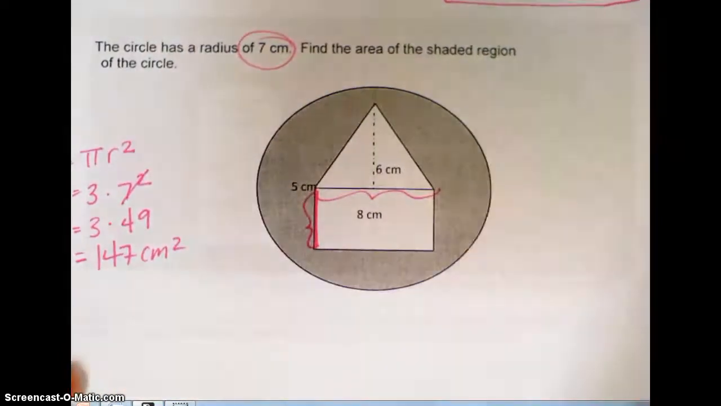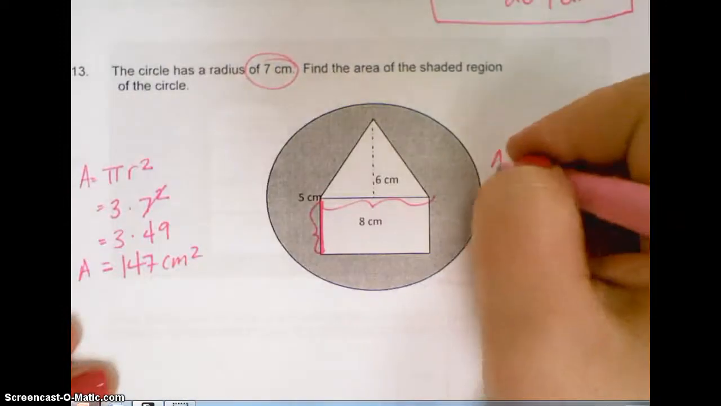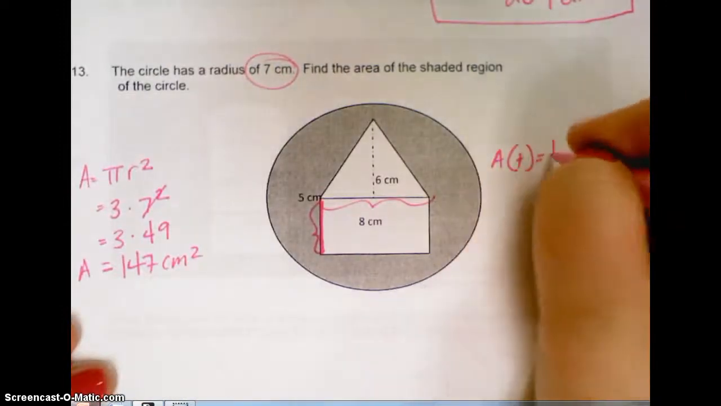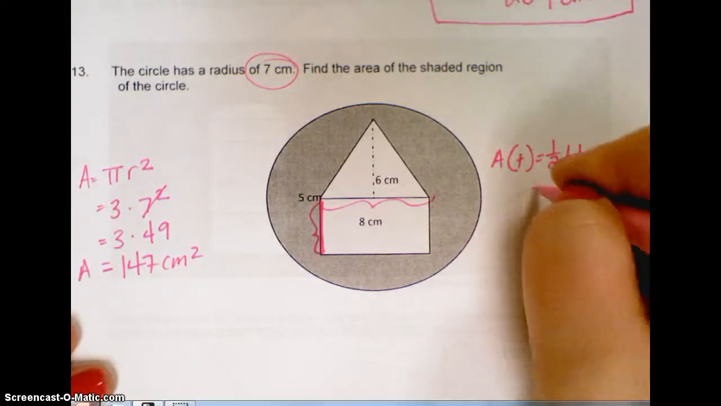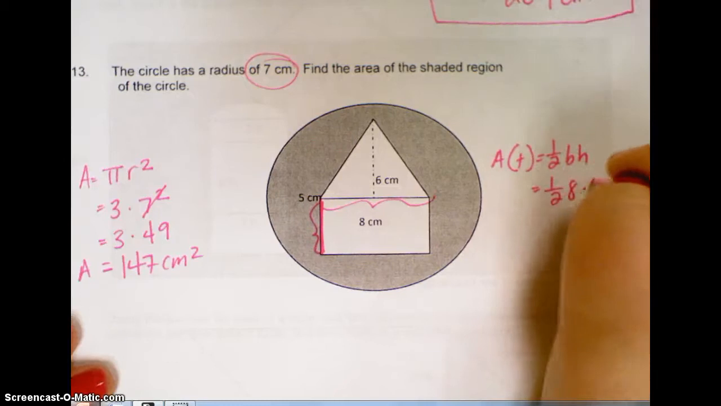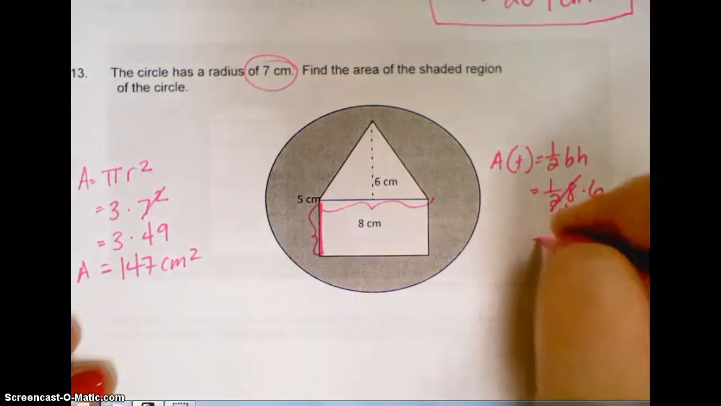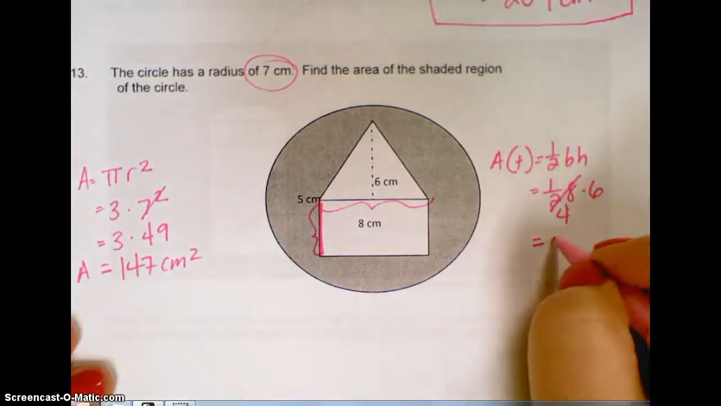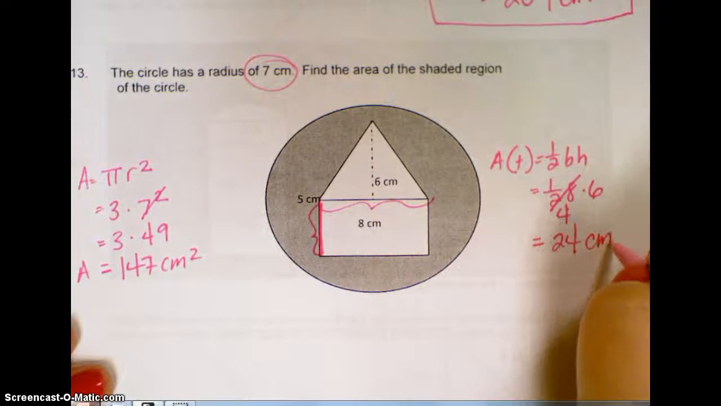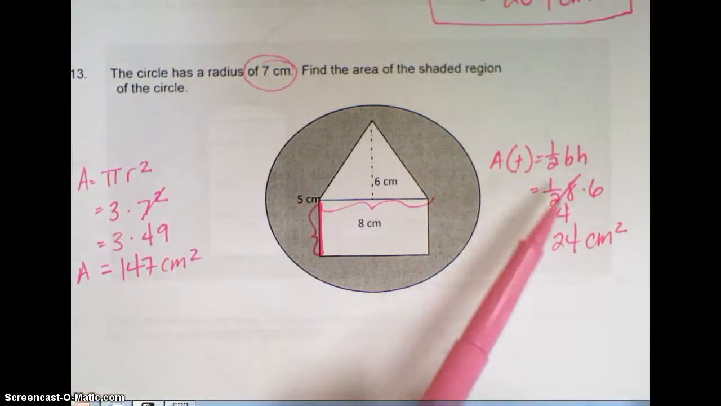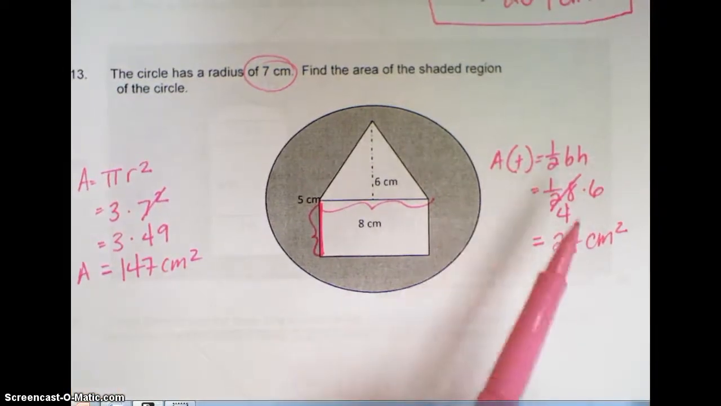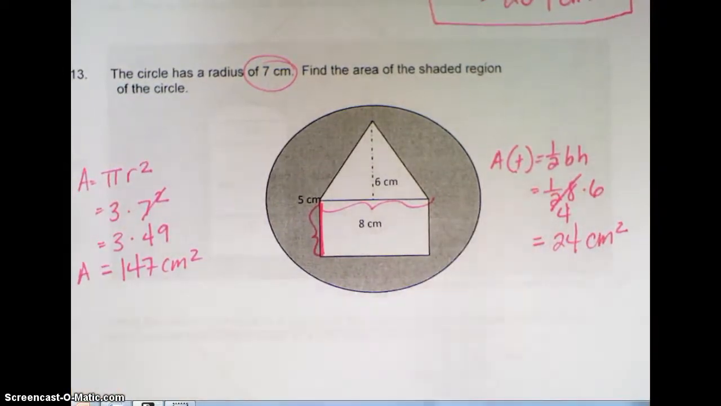Okay, to find the area of the triangle, I'll raise that up a little bit. Area of the triangle is going to be 1/2 base times height. We'll do 1/2 of 8 times 6. That's 4. 1/2 of 8 is 4. 4 times 6 is 24 centimeters squared. Okay, that's why I prefer to do the 1/2. I've seen a lot of people all day that are like, oh, I forgot to divide by 2. Well, if you take 1/2 of the base, you won't forget to divide by 2.